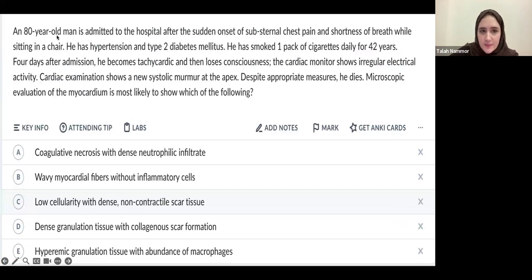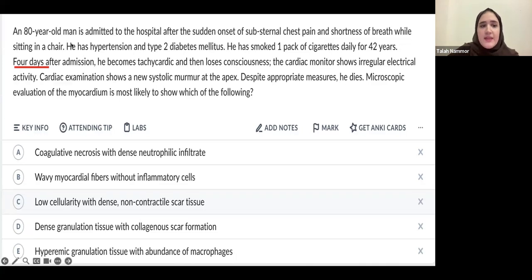So, an 80-year-old man is admitted to the hospital after the sudden onset of substernal chest pain and shortness of breath while sitting in a chair. So we have substernal chest pain and shortness of breath, and he was already admitted to the hospital. So we think of MI.